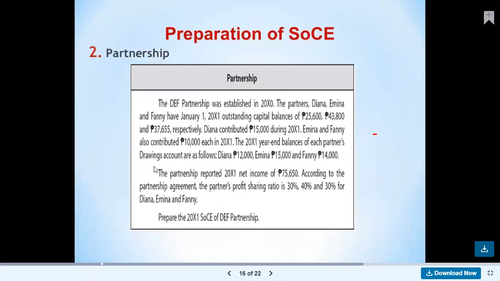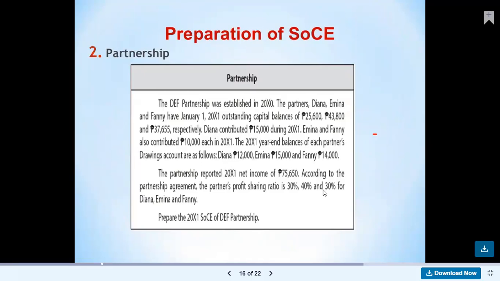So let's have an example. The DEF Partnership was established in 2000. The partners Diana, Amanda, and Fanny have January 1, 2001 outstanding capital balances of 25,600, 43,800, and 37,655 respectively. Diana contributed 15,000 during 2001, and Amanda and Fanny also contributed 10,000 each in 2001. The 2001 year-end balances of each partner's drawings account are as follows: they withdrew 12,000, 15,000, and 14,000.